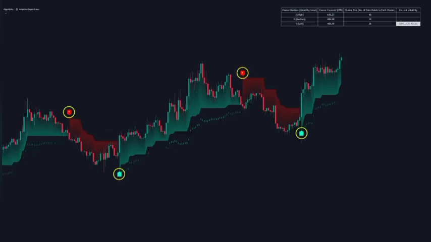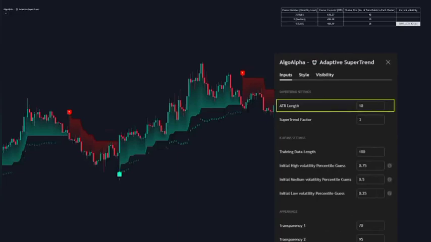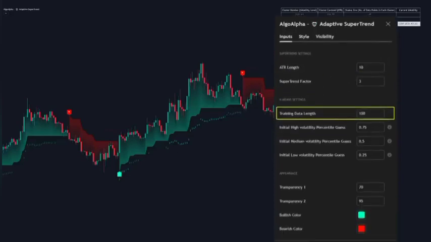These labels can also be used as buy and sell signals if you want to keep things simple. Let's take a closer look at the settings panel. The ATR length determines the period used for calculating the ATR, while the supertrend factor acts as the multiplier in the supertrend calculation. The training data length is the look-back period, defining how much historical data is used for training.